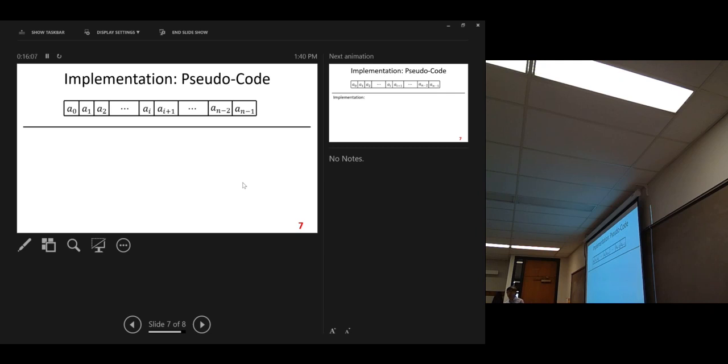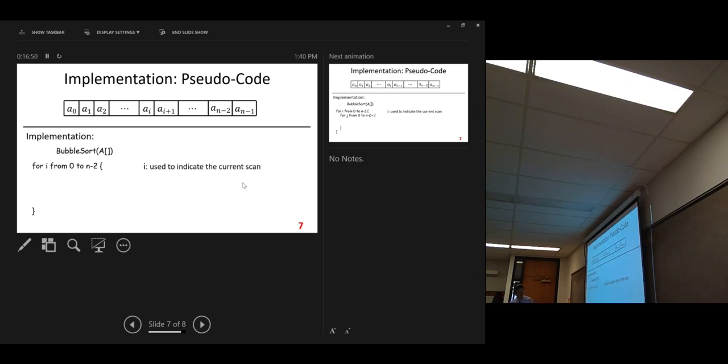Implementation. Now we are ready to write a pseudocode implementation. Bubble sort. We pass an array to this algorithm, to this function. From i, so your i index, from 0 to n minus 2, because that's the one where you compare two adjacent elements. So the last pair starts from index n minus 2. So that's why the last one is i equals n minus 2.